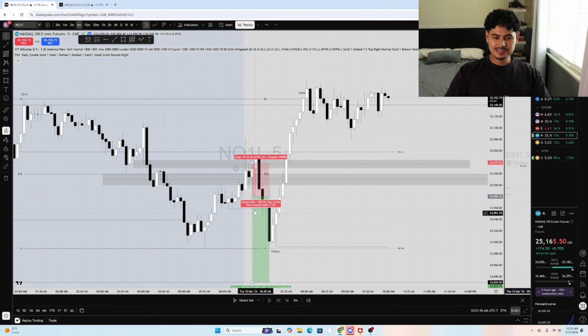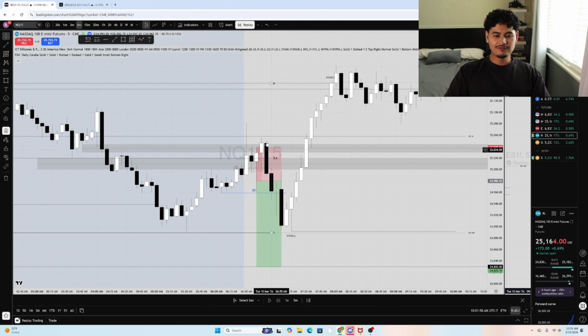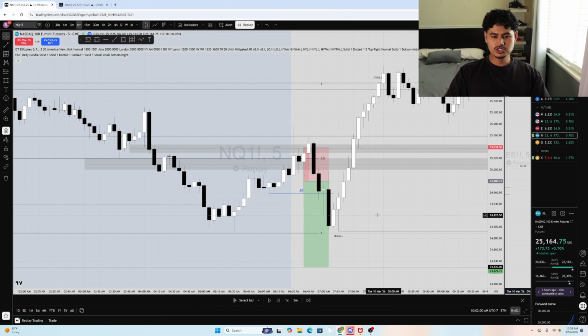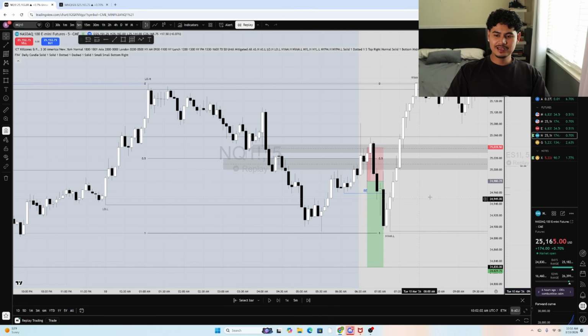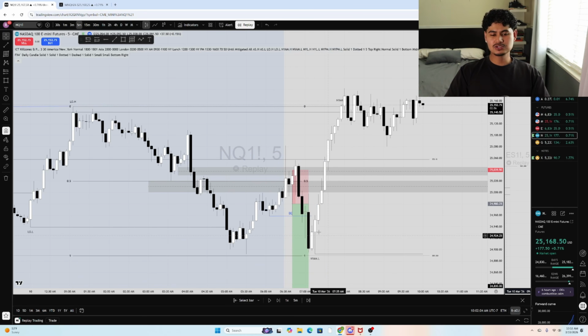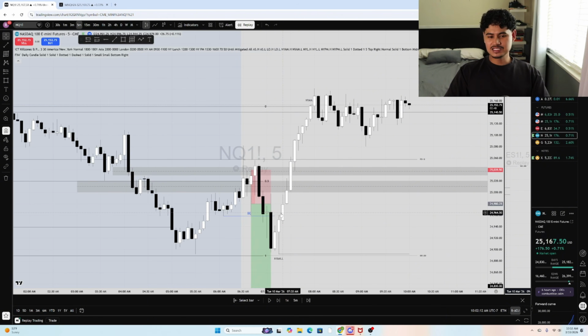As you can see, we did retrace a little bit higher. We made a full candle closure, a 5-minute candle closure to the downside, giving us a more clear picture of what price wants to do and when it is ready to move lower. I got in a little bit too early, got stopped out, and then price decides to make its full move.